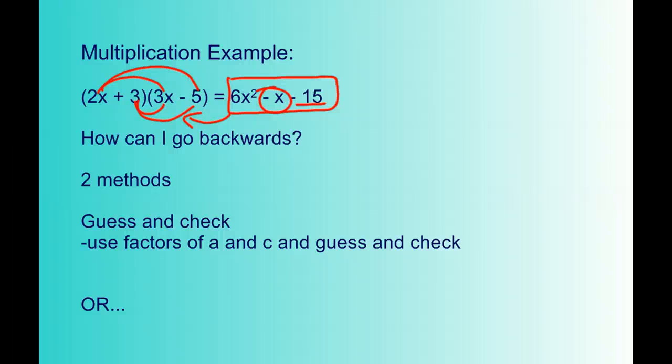We have two methods we can choose from. The first one is a guess and check method, where you take all the factors of 6. It could be 1 and 6, it could be 2 and 3. You take all the factors of 15, 1 and 15, 3 and 5, and then you have to include all the negative portions of that. So this could be a negative 2 and a negative 3, a negative 1 and a negative 6, a negative 1 and a positive 15, a negative 3 and a positive 5, a negative 5 and a positive 3, a negative 15 and a positive 1.